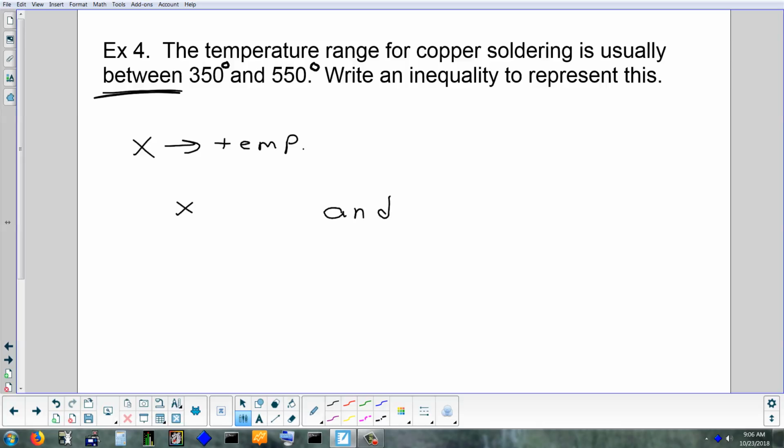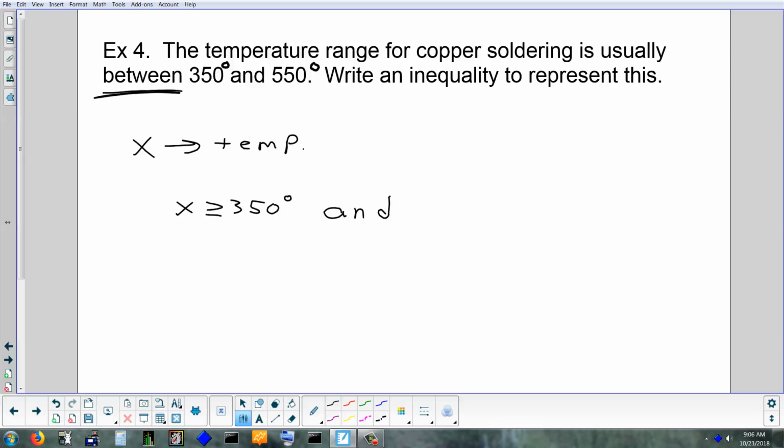So let's start with the lower temperature. How would we write our inequality on the left? X has to be what to 350 degrees? What inequality am I looking for? Less than or equal to? We want to be cooler than 350? Oh no, so it'd be greater than. Yeah, exactly. Right? We have to be between 350 and 550 degrees. So we want x to be greater than or equal to 350.